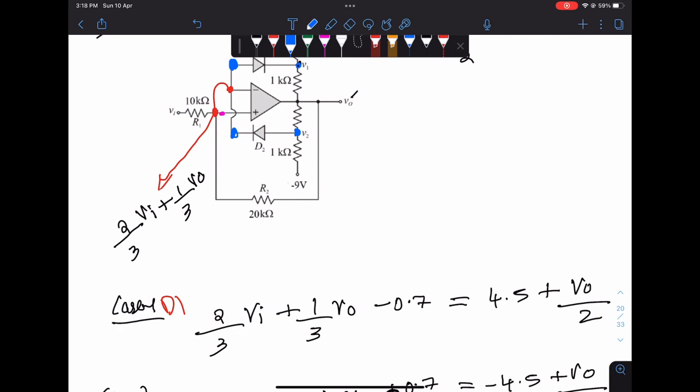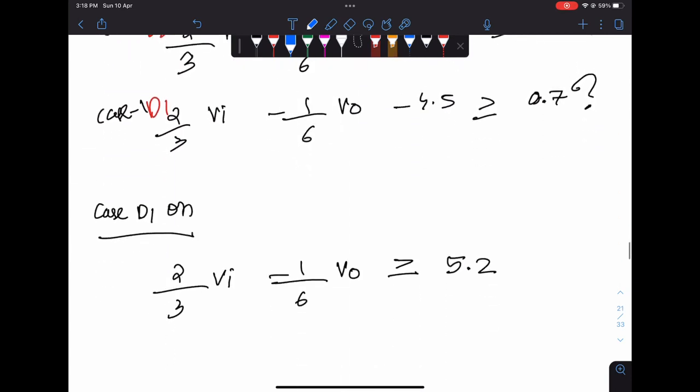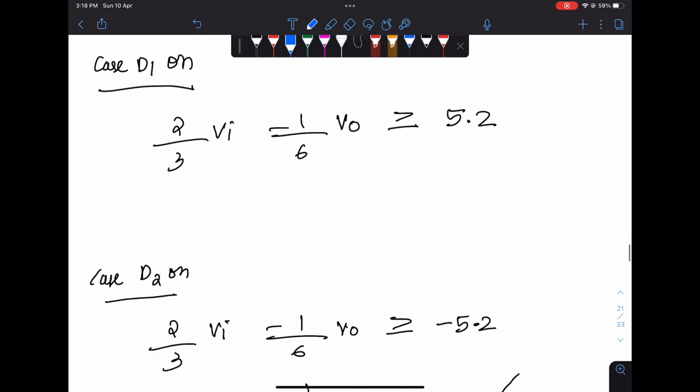After rearranging, for greater than 5.2 you will get a line equation, and for less than 5.2 you will get another line equation. There is also a condition when D1 and D2 are off, and at that time you get positive saturation from the op amp. So please note that case also.